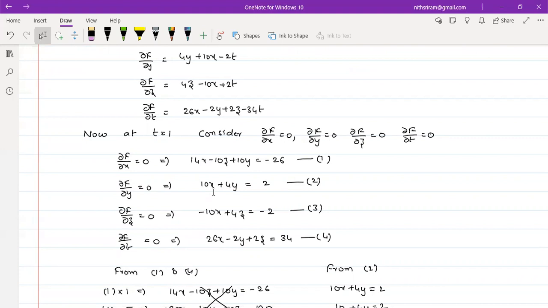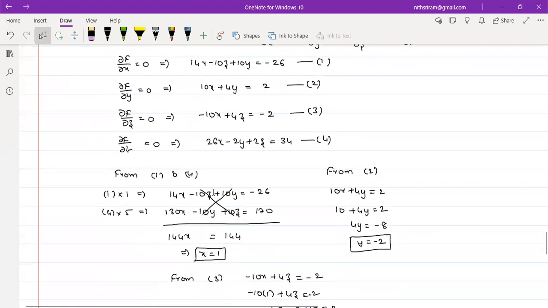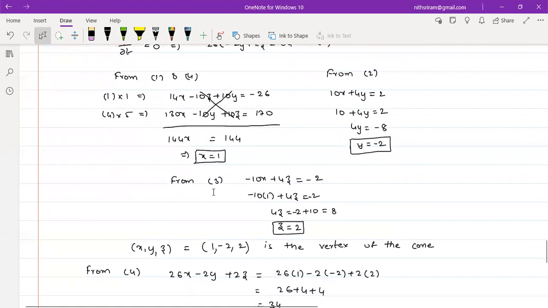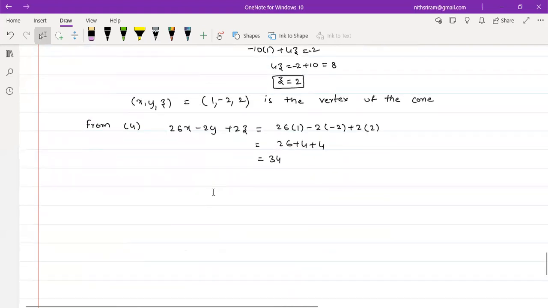If you want to verify whether that is correct or not, you have to substitute it in any one of the 4 equations we have. If it satisfies, then you say that that particular vertex is a correct solution. Okay. In this way, we can find the vertex of the cone.